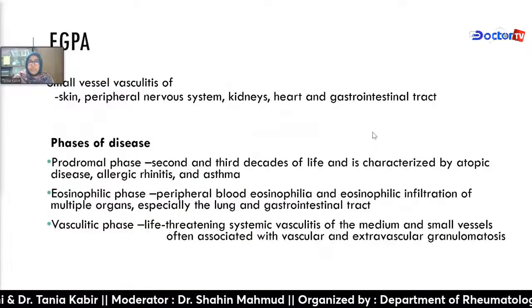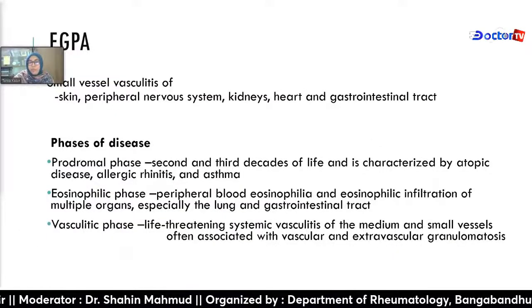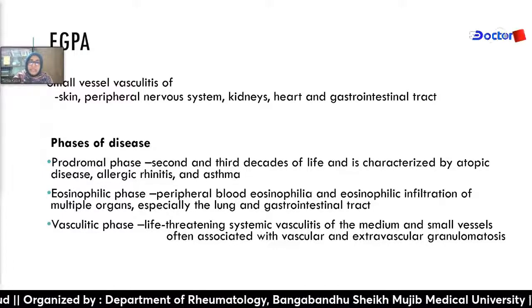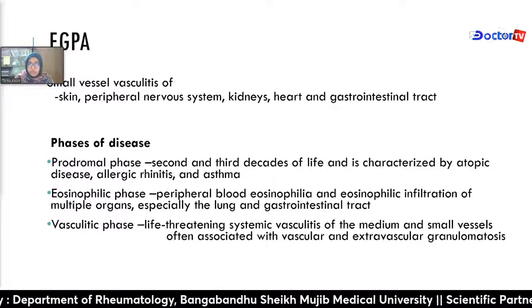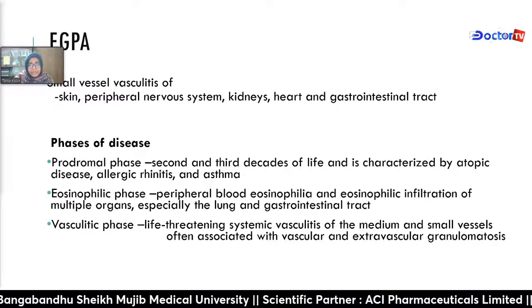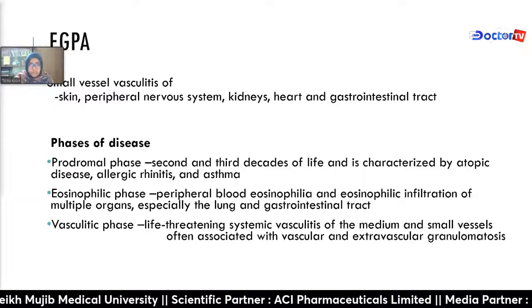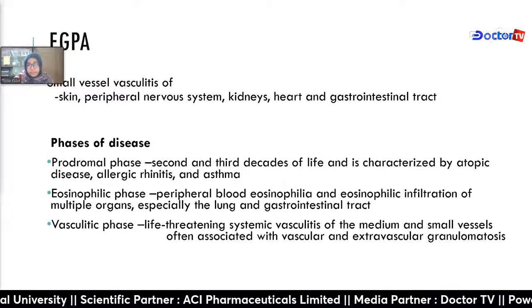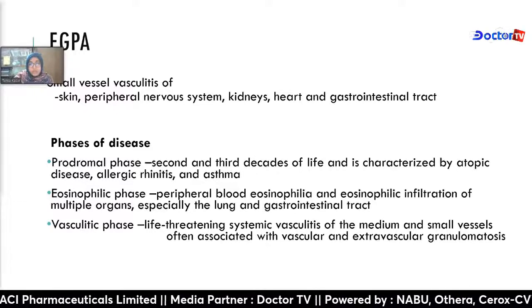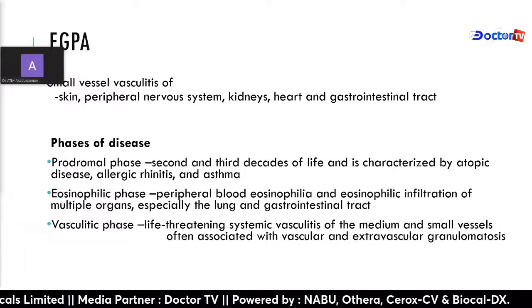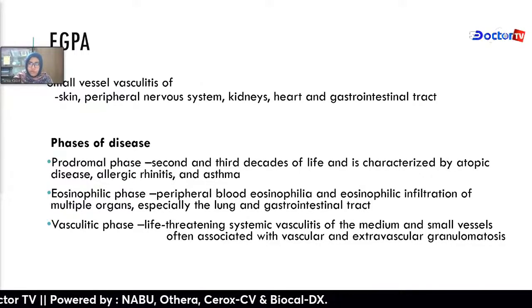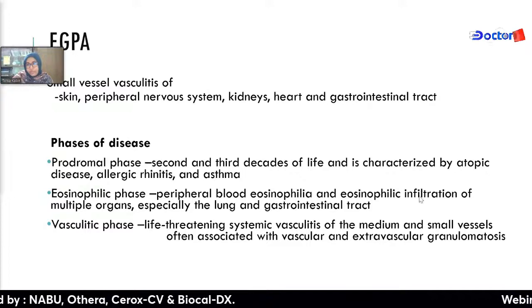EGPA is a small vessel vasculitis involving commonly the skin, peripheral nervous system, kidneys, heart, and GI tract. There are three phases of the disease which come one after another. The prodromal phase, which is characterized by atopic disease, allergic rhinitis, and asthma. The eosinophilic phase, which is characterized by peripheral blood eosinophilia and eosinophilic infiltration of multiple organs, followed by the vasculitic phase, where life-threatening systemic vasculitis of the medium and small vessels is found, often associated with vascular and extravascular granulomatosis.